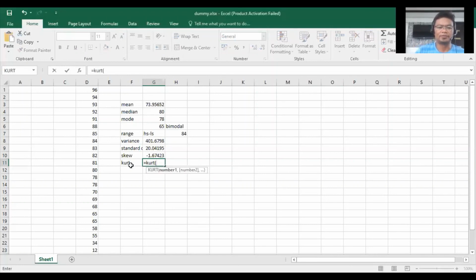And the coefficient of kurtosis is abbreviated as KURT. So we have, okay, 3.33. The skewness determines the normality of the data set, and the kurtosis determines the peakedness or the flatness of a certain distribution. Okay.